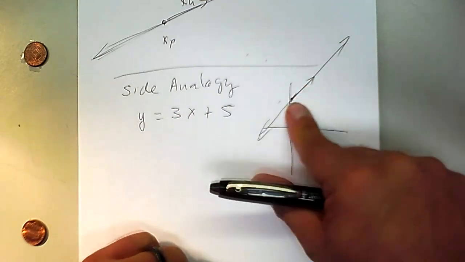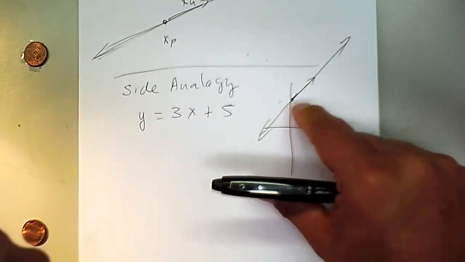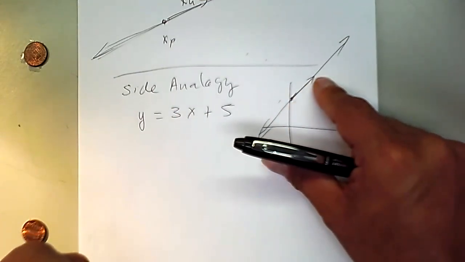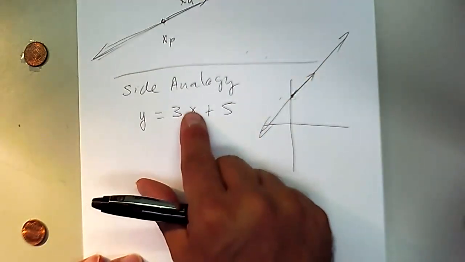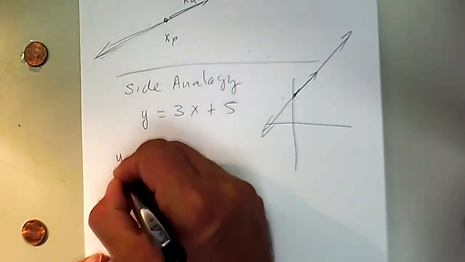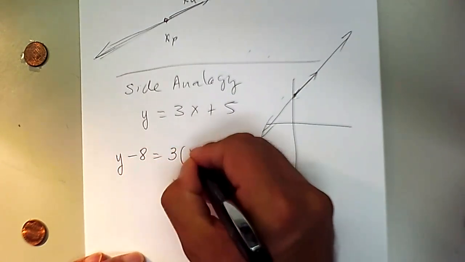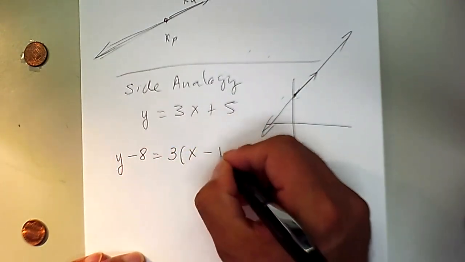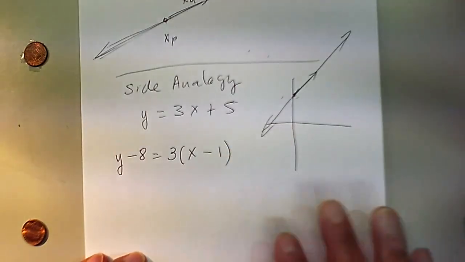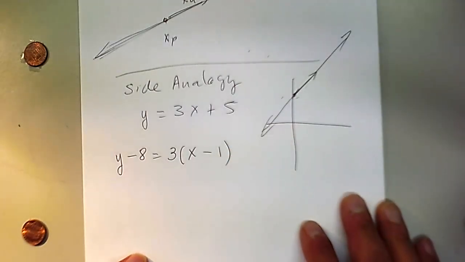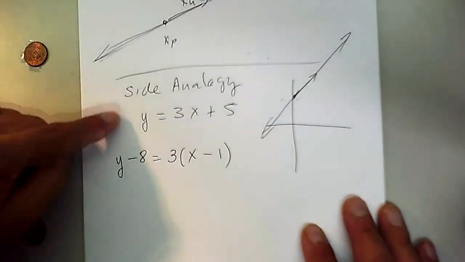Okay, nice, neat. Can we start the line somewhere else? Sure, 1, 8. So if we have y minus 8 equals 3x minus 1, will that work? For sure. Yes, it does work. Those two are the same line.